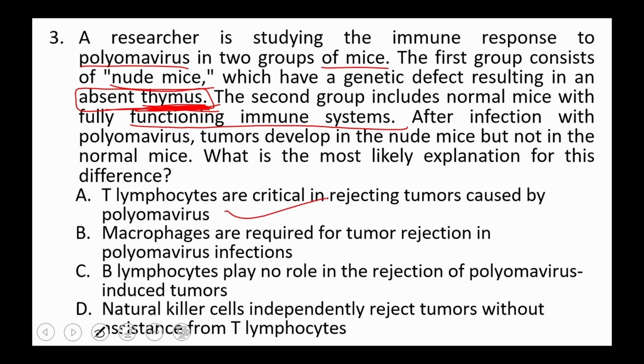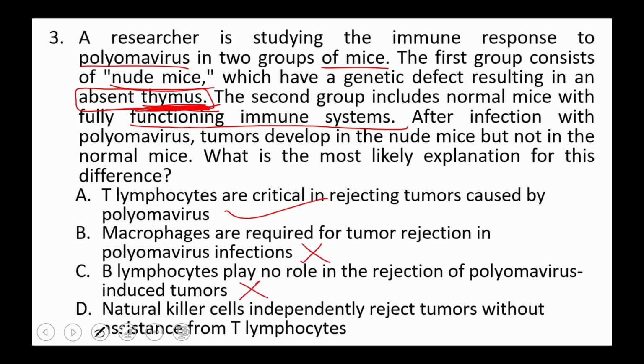Macrophages are required for tumor rejection in polyomavirus infection. They may be required, but they don't have any direct link with thymus. So it's not going to be the answer. B lymphocytes play no role in rejection of polyomavirus-induced tumors. Well, B lymphocytes mature in the bone marrow, but they will require the help of T cells, but it's a long way and indirect for this experiment.